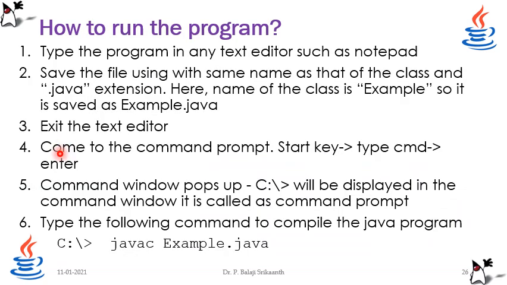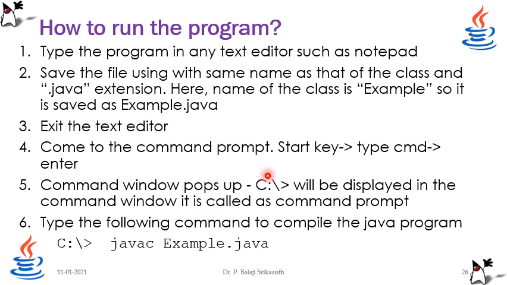How to run a Java program? Type the program in any text editor such as Notepad. Save the file with the same name as that of the class and with a .java extension. Suppose the name of the class is example, it is saved as example.java. Exit the text editor.